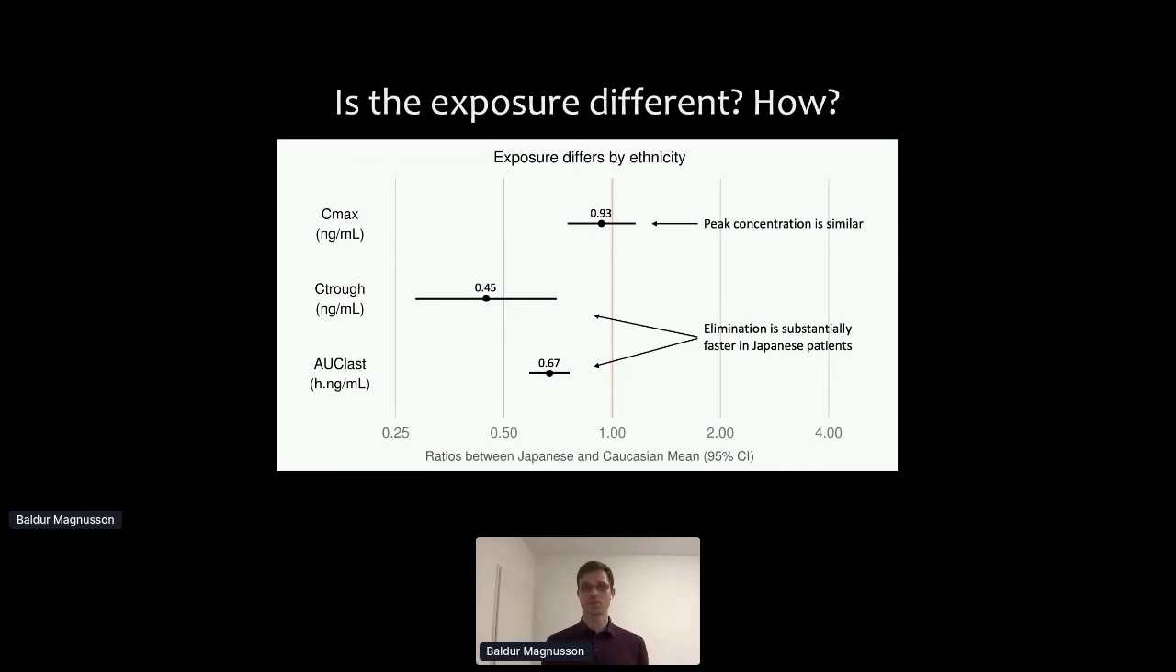Exposure differs by ethnicity, but then uses annotation to point out that the peaks are similar, like we thought, but that the elimination is substantially faster in Japanese patients. And it even annotates the individual point estimates in case that would be helpful for some members of the team.